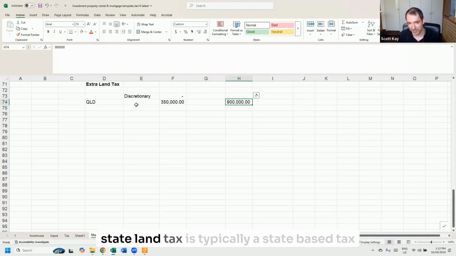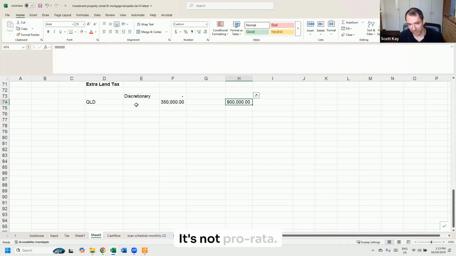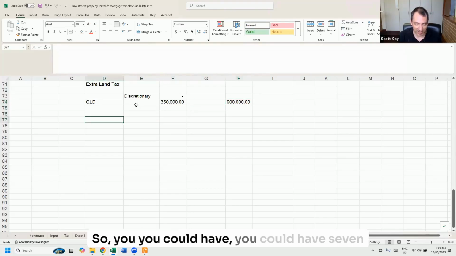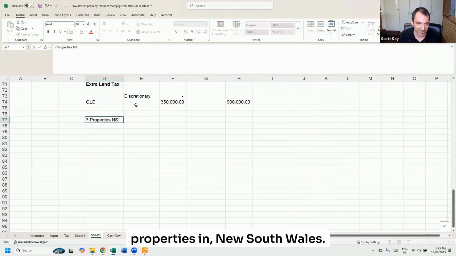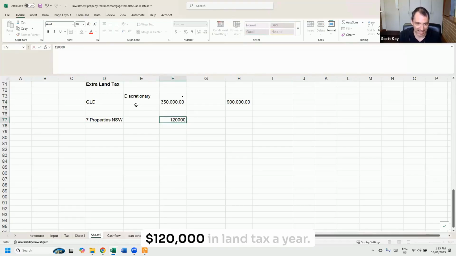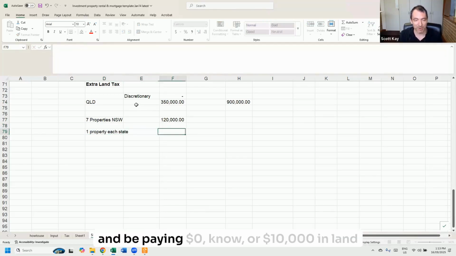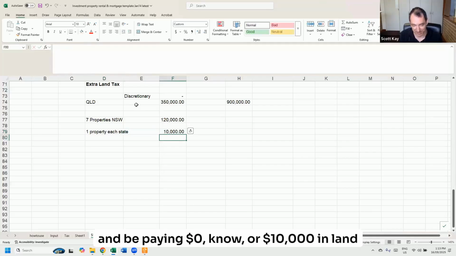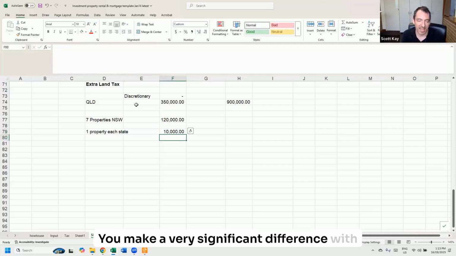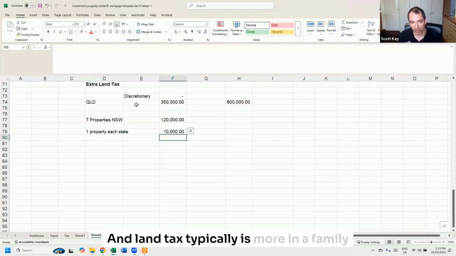So land tax is typically a state-based tax, and unlike payroll tax for large businesses that employ lots of people, it's not prorated. So you could have 7 properties in New South Wales and be paying $80,000 or $120,000 in land tax a year, or you could have 1 property in each state and be paying $0 or $10,000 in land tax. It can make a very significant difference with the land tax.